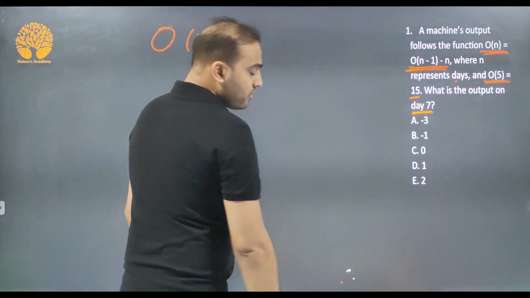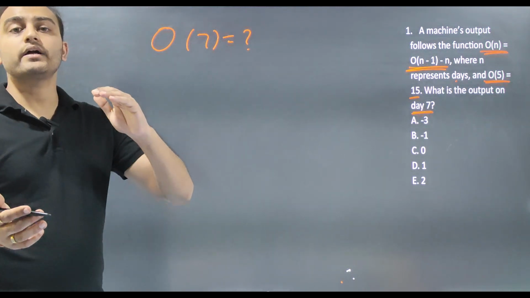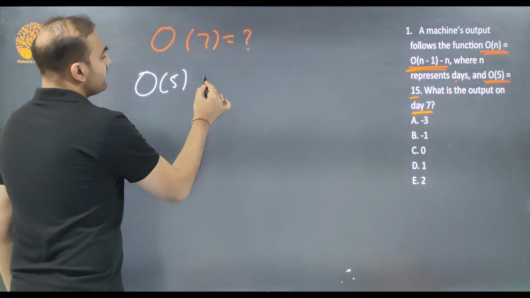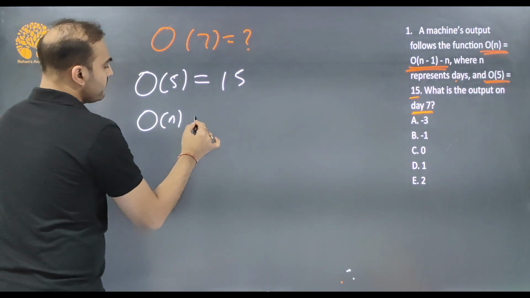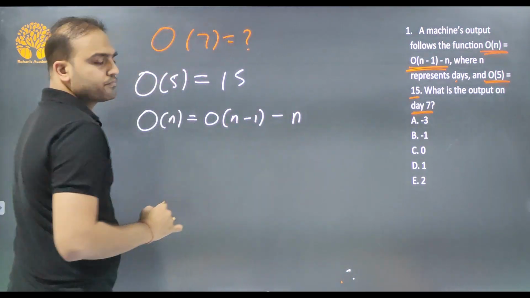So remember, whenever there is a sequence, what do we do? We plug in, obviously, but how do we plug in? Step by step. I know O5 is 15 and I know O_N is O_(N minus 1) minus N.